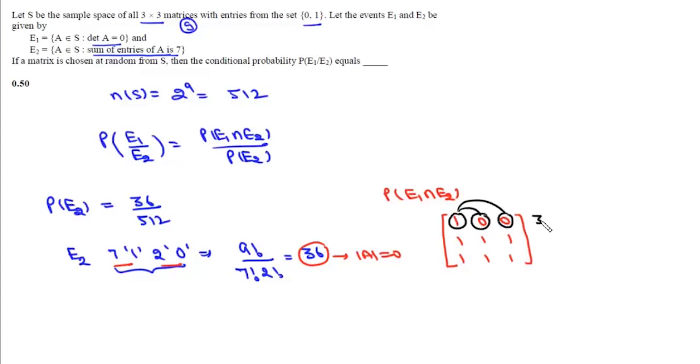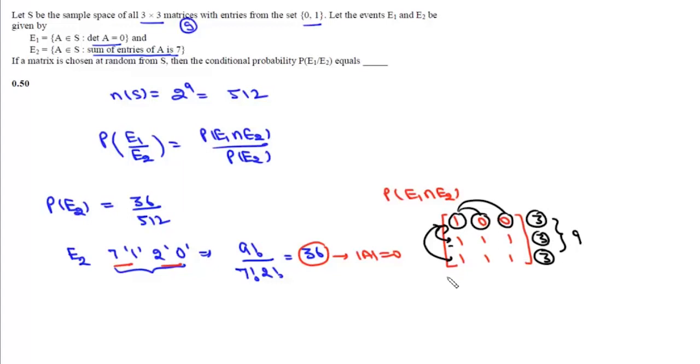So we'll have 3 cases. We can interchange these 2 rows. Again here we'll have 3 cases, and we can interchange here this 1 0 0, they can be interchanged. So there will be 3 plus 3 plus 3, that is 9 cases.